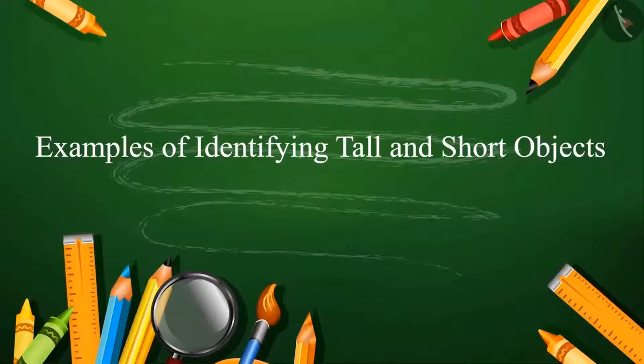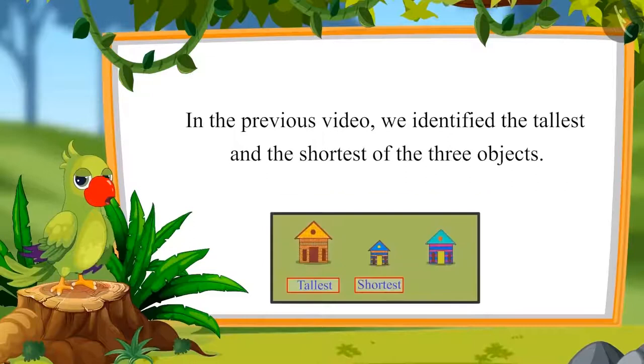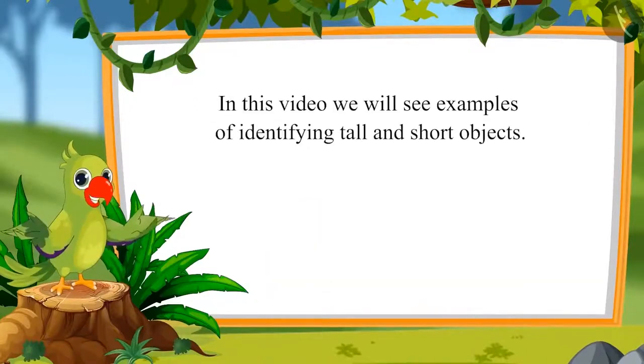Examples of identifying tall and short objects. So children, in the last video, we identified the tallest and the shortest of the three objects. In this video, we will see examples of identifying tall and short objects.